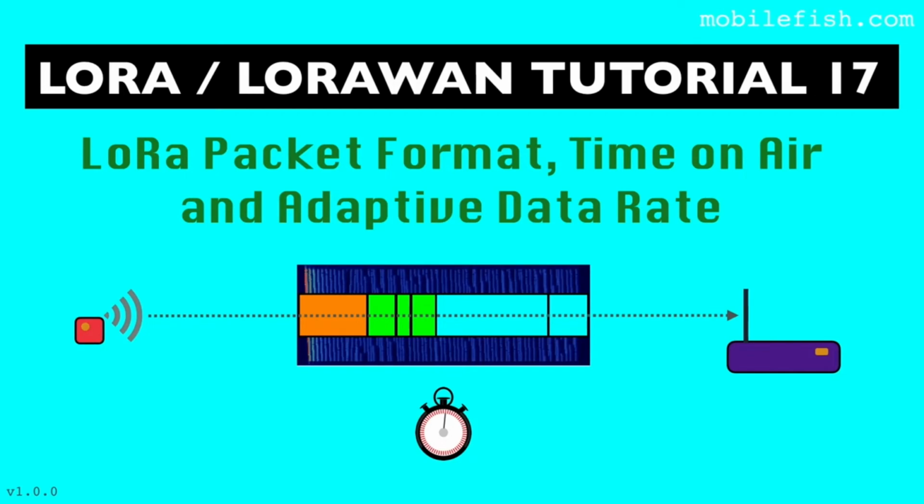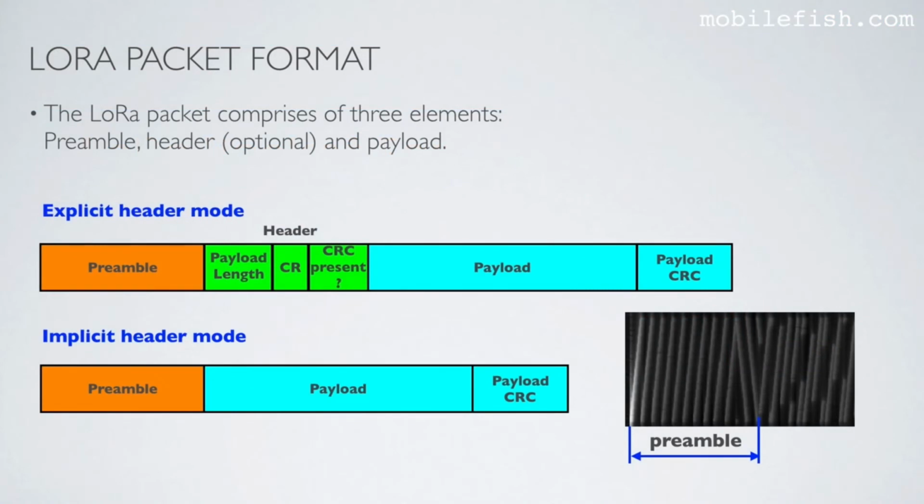In this tutorial, I will explain what the LoRa packet format is, how the time on air is calculated, and what adaptive data rate is. The LoRa packet comprises 3 elements: the preamble, an optional header, and payload. There are 2 types of LoRa packet format modes: the explicit header mode and the implicit header mode.